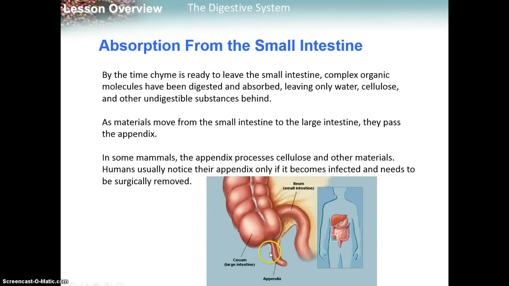In some mammals, the appendix is used to break down cellulose, but we don't have that capability. So humans only notice it if it becomes infected and needs to be removed. Sometimes material gets stuck in the appendix, which creates the infection that causes that severe pain and the need for it to be surgically removed. So that's how your appendix gets infected. You won't need to know that for the test, but it's good to know as a human.